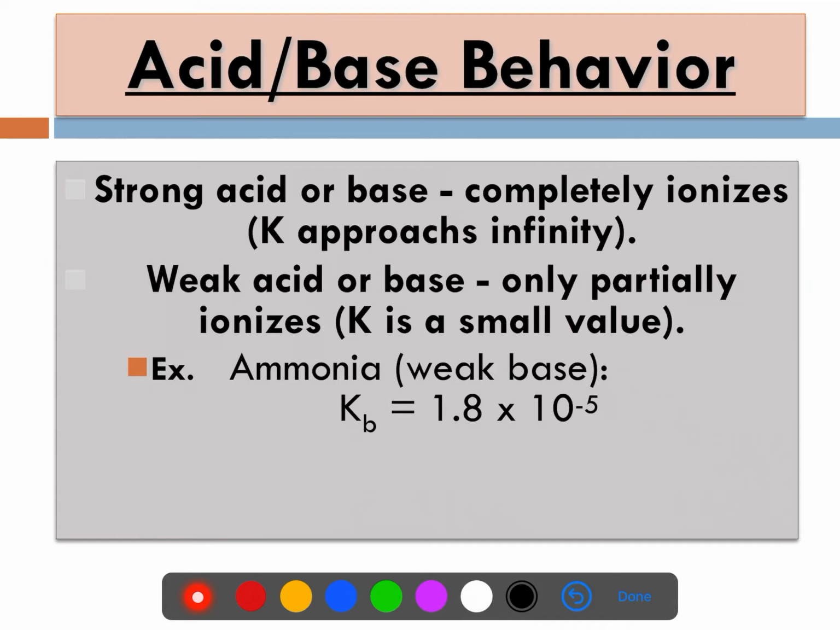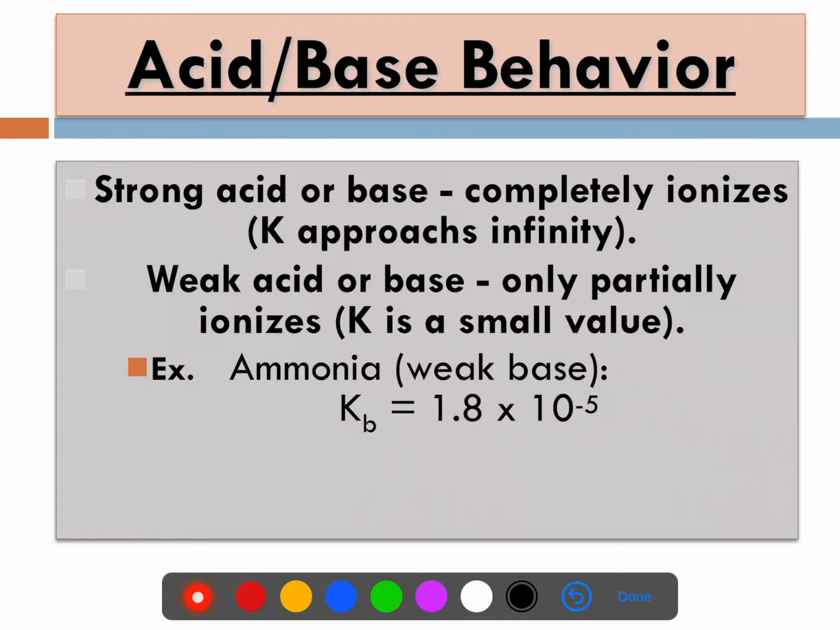So we use Keq to measure acid-base strength. What determines the Keq value is how many H+ ions it produces. The more ions it produces, the larger the value. So if K approaches infinity, it means it produces 100% H+ ions, and we call it a strong acid, or 100% OH− ions, a strong base. Whereas a weak acid or weak base produces very few ions.